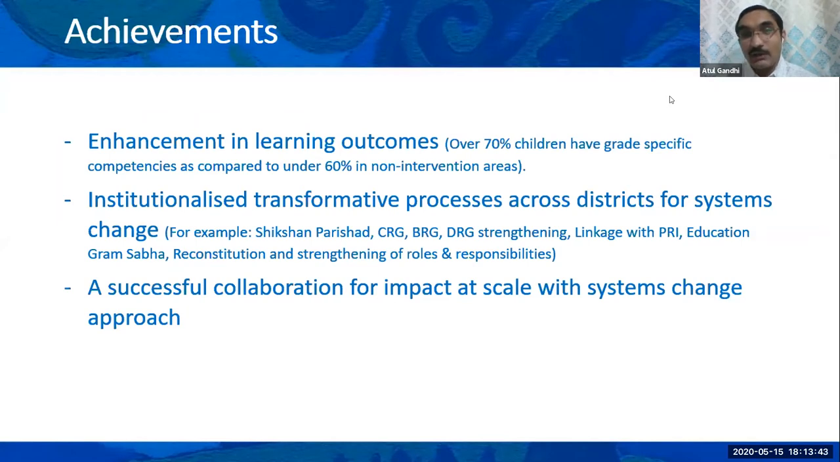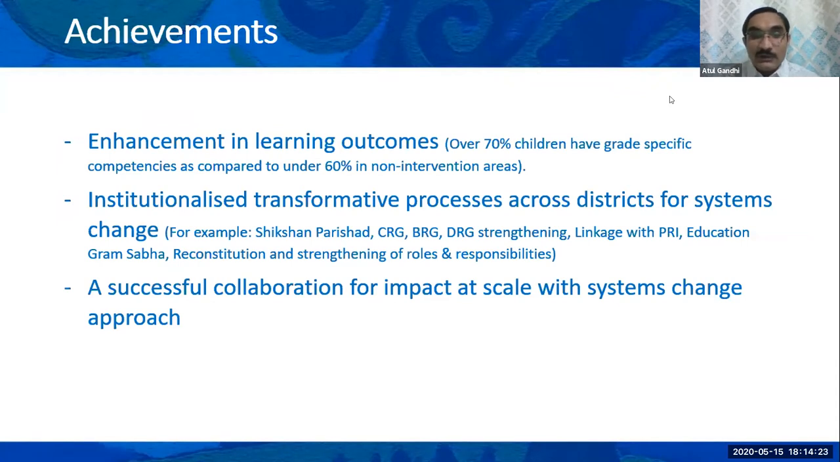I think we are not looking here at basic literacy and numeracy skills, but typically the grade-specific competencies that are required. In addition to that, a systems change program will be successful only when the transformative processes become part of the system and get integrated there. That's the ultimate aim of the program if you want to achieve a transformative and sustainable change. So what we have also been able to achieve is that the Shikshan Parishad, which is the government's own platform, we brought a remarkable transformation and made it a peer learning platform.